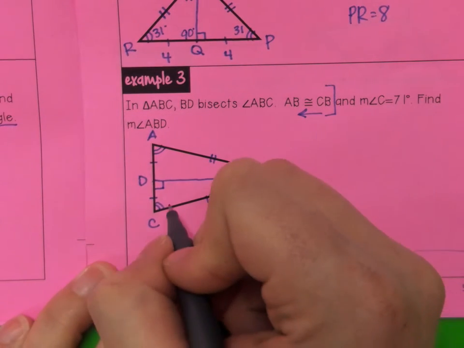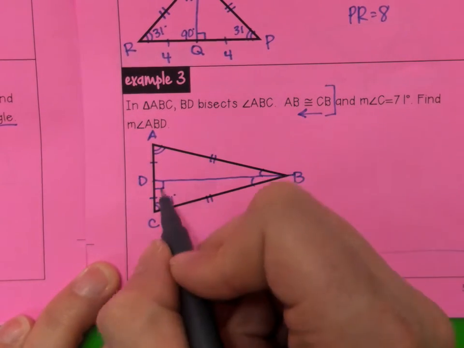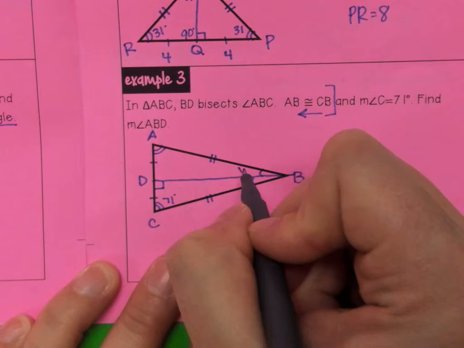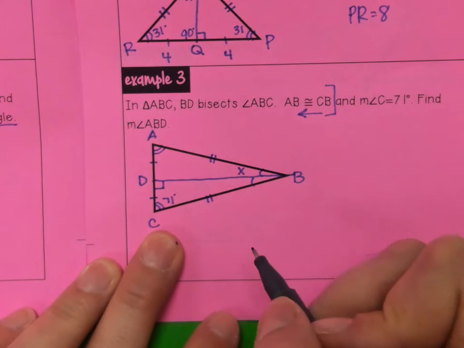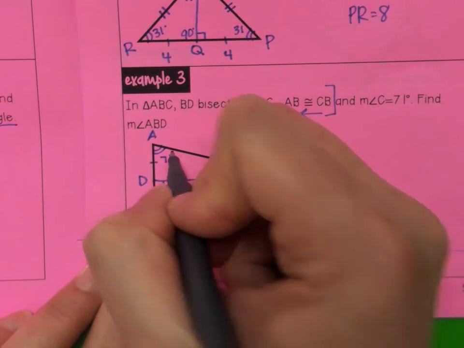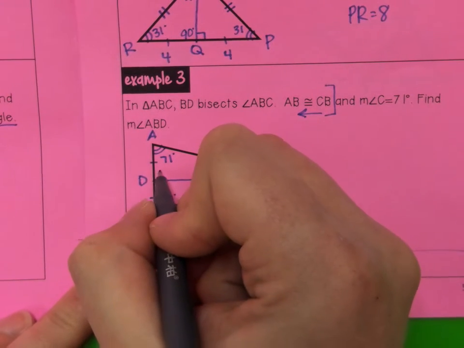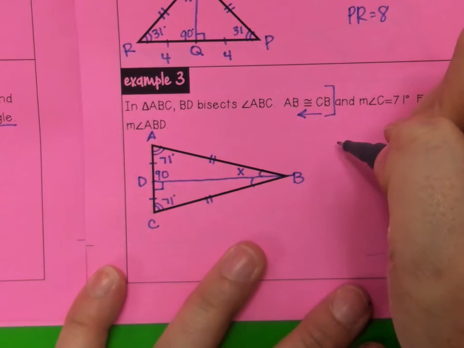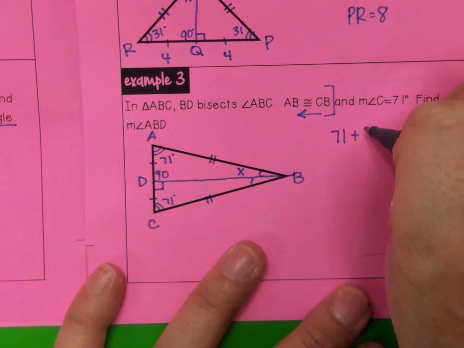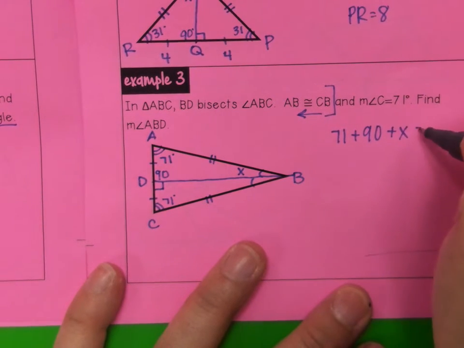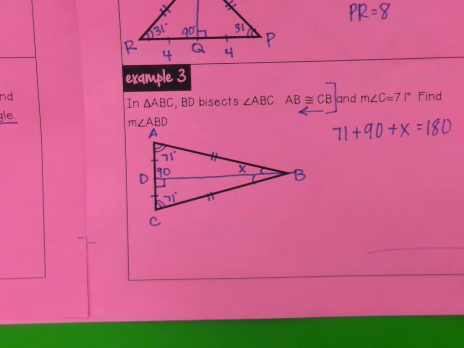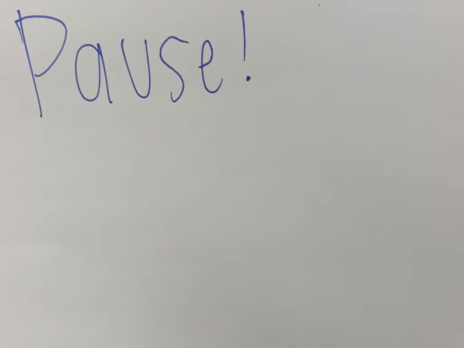We know the measure of angle C is 71 degrees. We're looking for ABD, so we're looking for this right here. If C is 71, then A is going to be 71. We know this is 90. You're going to do the exact same thing you did up above. So 71 plus 90 plus X equals 180. Pause your video and solve it.